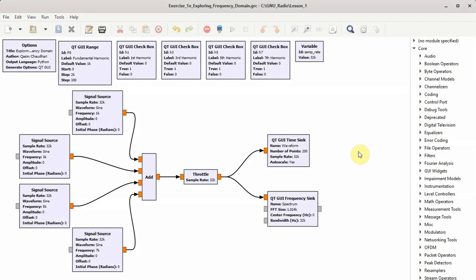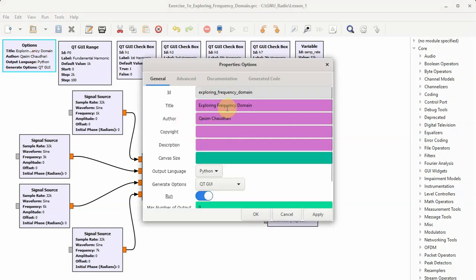In this GNU Radio example, we explore the frequency domain, in which we discover a very interesting way to see how different time domain signals are actually constructed from a set of complex sinusoids. This was the claim of Fourier series and Fourier transform, and the flow graph I constructed here is a demonstration of that concept. As usual, the title I've chosen is exploring frequency domain, and hence the corresponding ID. The generate option is Qt GUI.